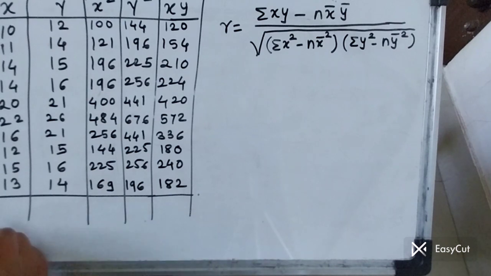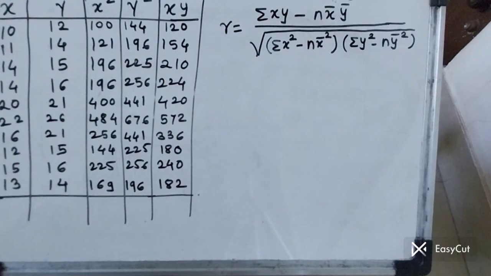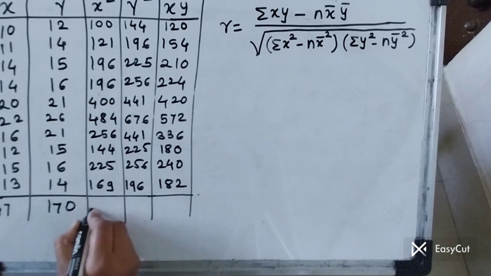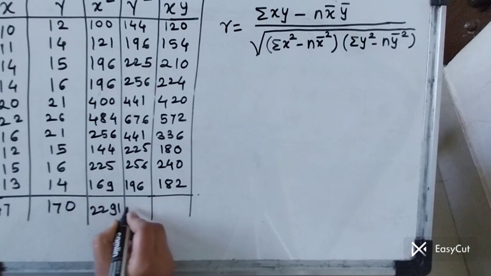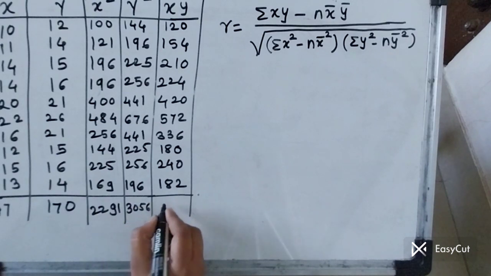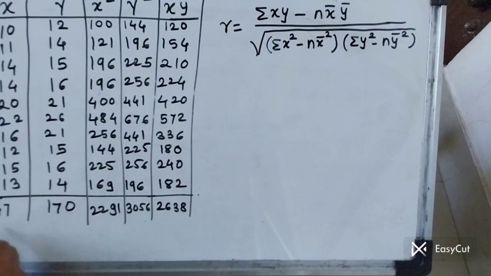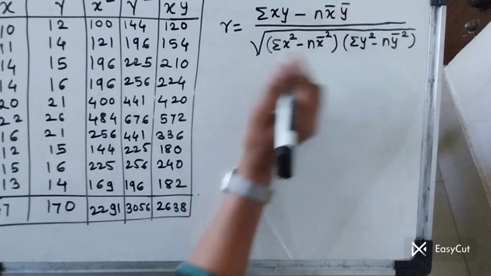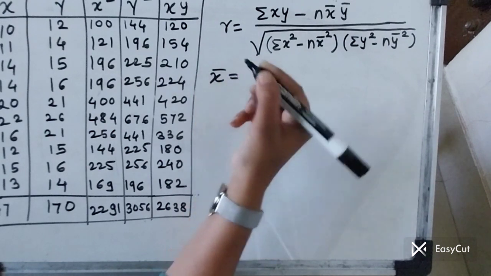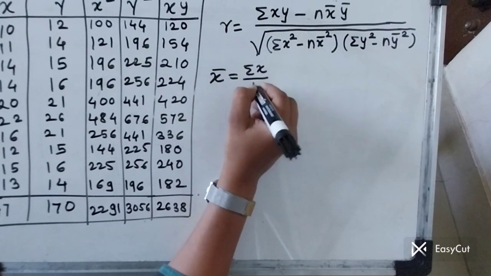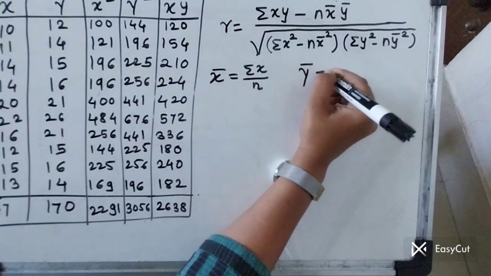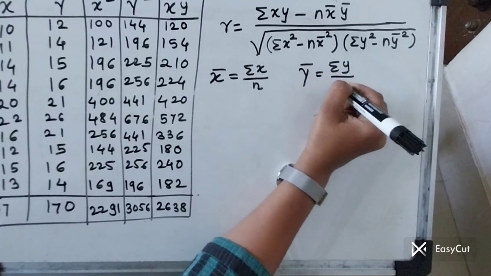Okay, now we require the totals. Total of x is 147, of y is 170. Here 2291, here 3056, here 2638. Okay, this is the total. Now, in the formula we require x bar and y bar. As we already know, x bar is summation x upon n, sum of all observations upon number of observations. Y bar is sum of y upon small n.